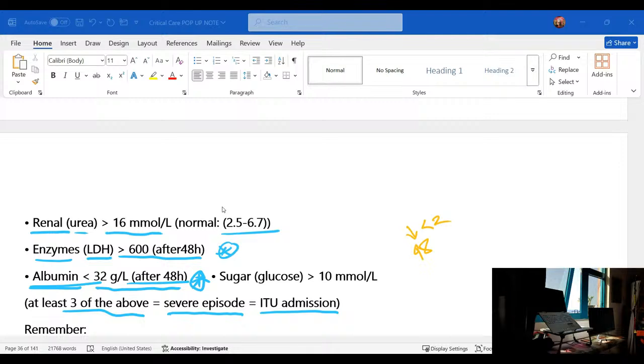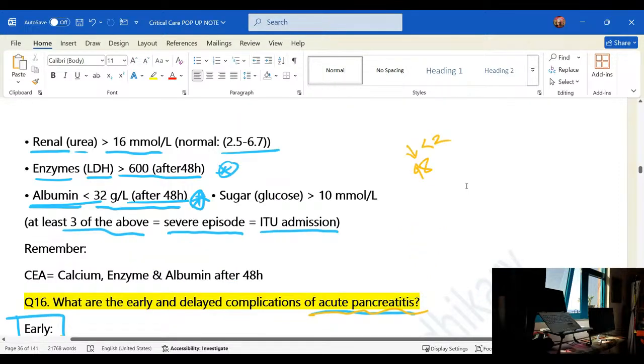At least three of the above indicate a severe episode, and the patient needs ITU admission. Calcium, lactate dehydrogenase and albumin we do after 48 hours, where calcium level is less than 2 millimole per liter, lactate dehydrogenase more than 600 after 48 hours, and albumin less than 32 gram per deciliter.